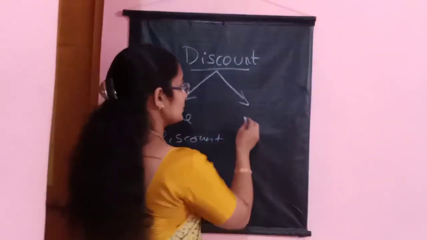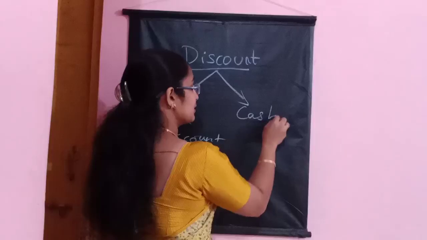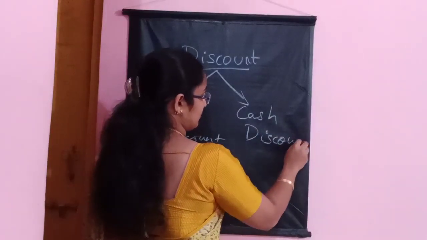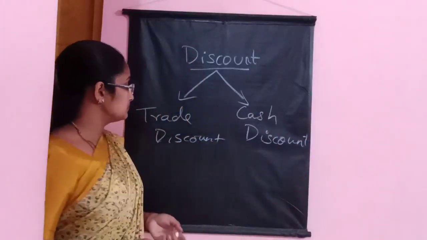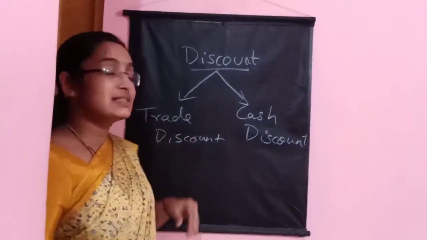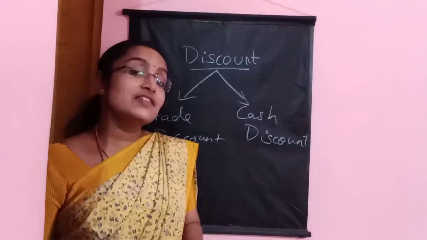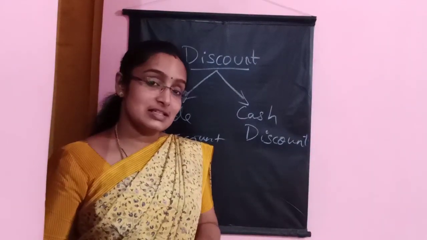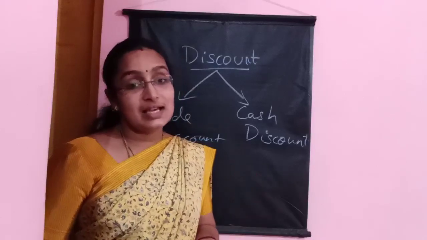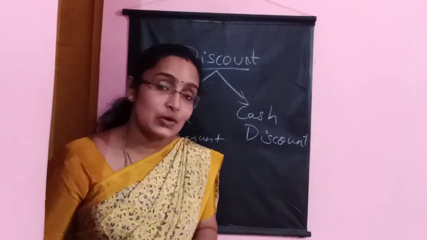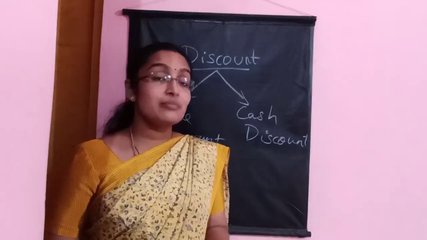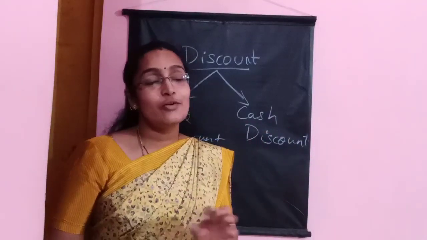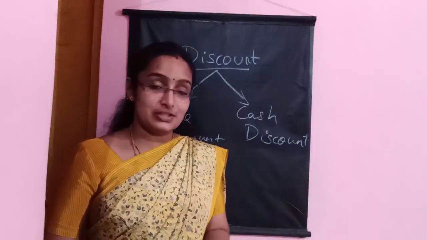One is trade discount and the other is cash discount. The trade discount is the discount given by the manufacturer to the wholesaler or the retailer. Well, the trade discount is that amount of discount which is reduced from the amount of the rate which is printed or which is stuck on the commodity.